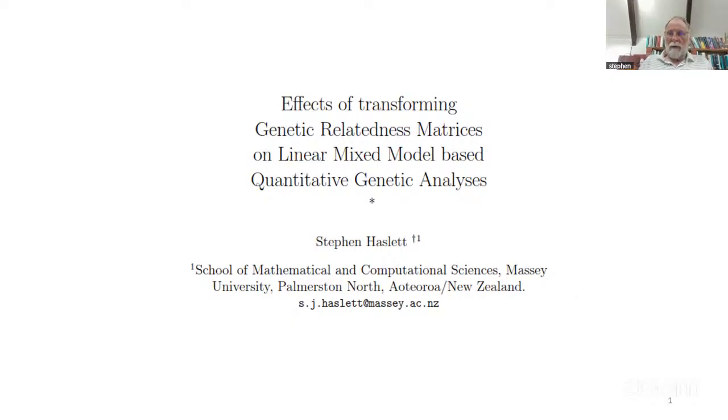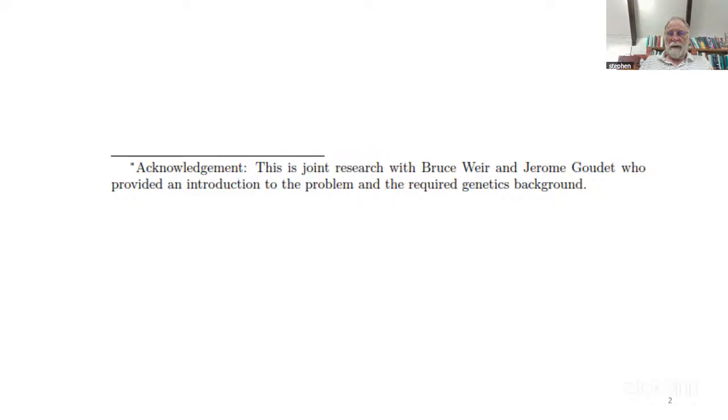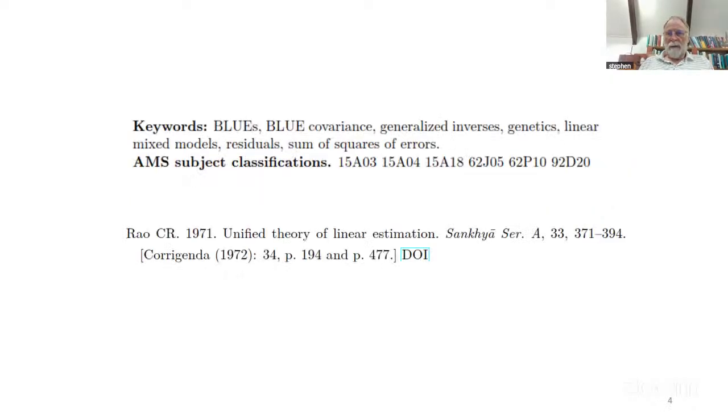So what I've covered here is the abstract. I just wanted to mention that this is joint work with Bruce Weir and Jerome Goudet. Bruce is at the University of Seattle and back in New Zealand, and Jerome Goudet is in Switzerland. They're essentially geneticists. Although they're both statisticians, their focus has been much more on the genetics aspect of this. I'll skip over the keywords in the AMS, but I do want to emphasize that this all comes back at some point to C.R. Rao's paper in Sankhya in 1971.